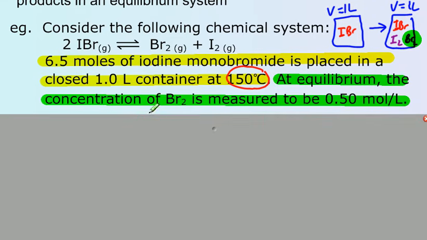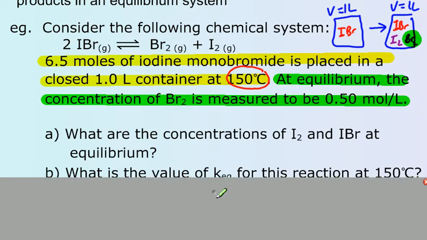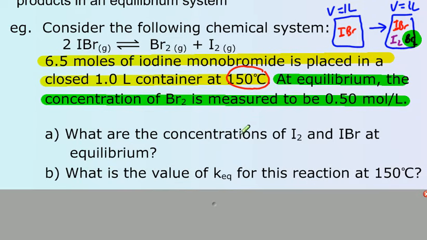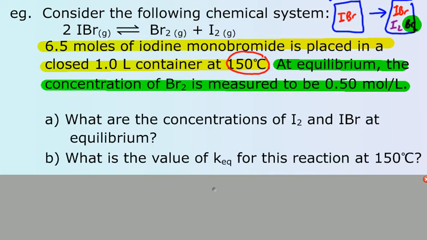If we take a look at what's being asked, we have two questions here. First, what are the concentrations of iodine and iodine monobromide at equilibrium? That's something they want us to find out. They're not known, but we can find them out with the information that we have. And second, we're going to calculate the value of Keq for the reaction, which is something you've done before, but the difference is we're not given those concentrations. We need to find the concentrations before we can do that calculation.